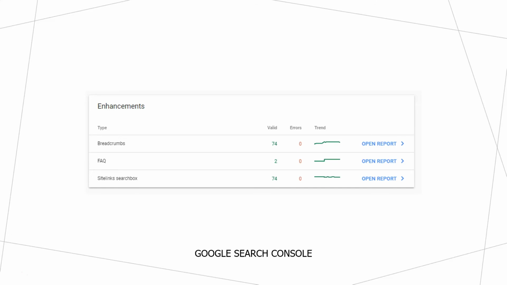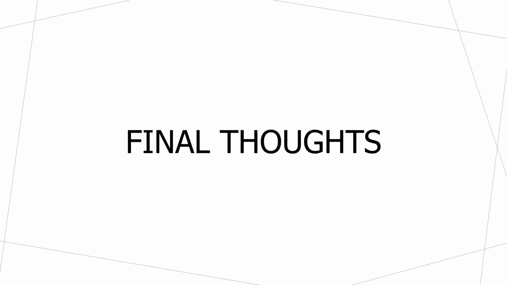One other method you can use to monitor Schema on an ongoing basis is inside Google Search Console. In Google Search Console, under Enhancements, you can see all the different types of schema that Google is picking up on, and you can also catch any errors that Google might be finding as they're looking at that schema.